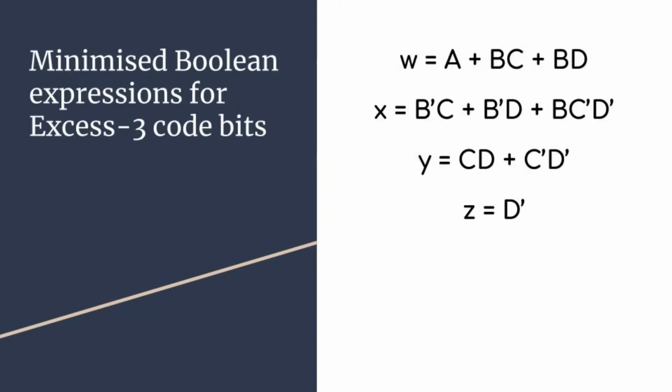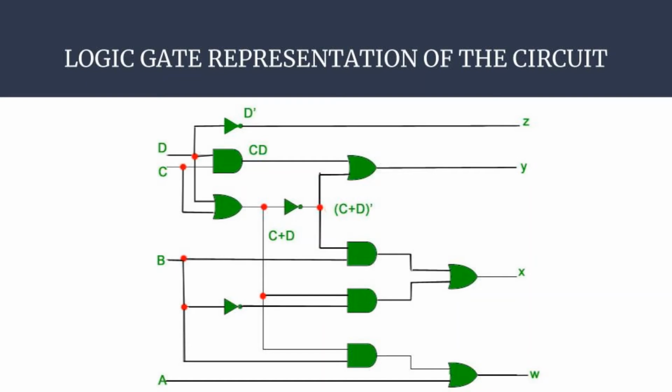From the simplification of the K-map in the last slide, we can see the minimized Boolean expressions for the XS3 code bits, that is, W equals A plus BC plus BD, X equals B bar C plus B bar D plus B C bar D bar, Y equals CD plus C bar D bar, and Z equals D bar. So finally we can see the logic gate representation of the circuit. As you can see, we are getting 4 bits, that is, W, X, Y and Z, and the input bits, that is, A, B, C and D. From the expressions that we had obtained in the last slide, we have implemented that same circuit using NOT gates, AND gates and OR gates.